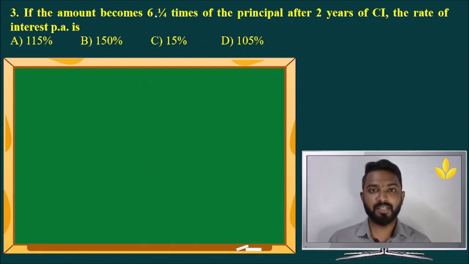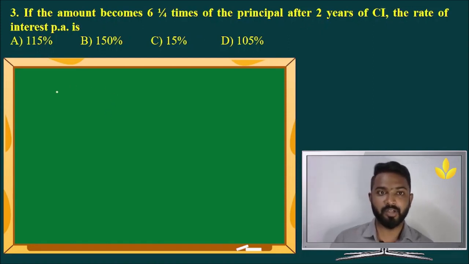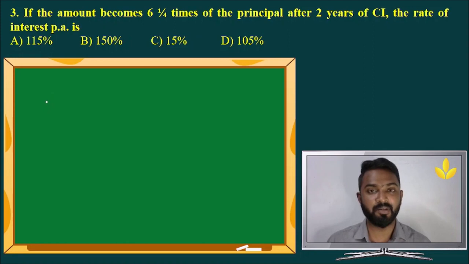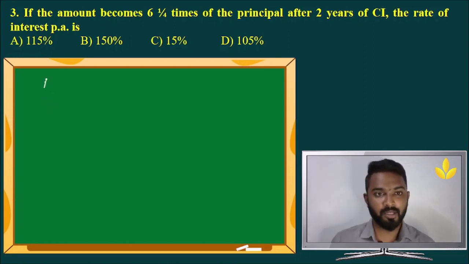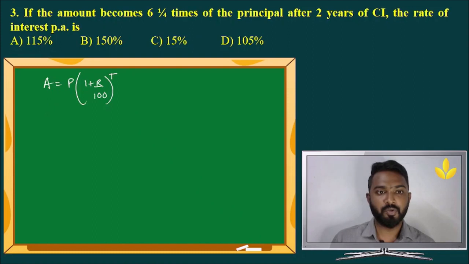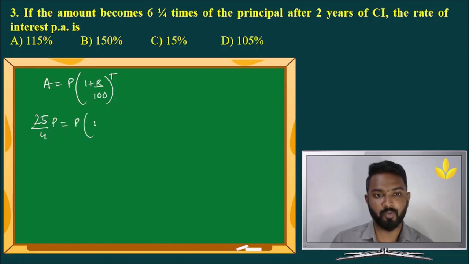If the amount becomes 6¼ times of the principal after 2 years of CI, then the rate of interest is what? This is one of those rare times where we'll be using the formula. The formula is amount equals principal into (1 plus r by 100) to the power t. So the amount is 6 and 1/4 times of principal. 6 and 1/4 means 25 by 4. 25 by 4 into principal equals principal into (1 plus r by 100) to the power 2, because time is 2 years.